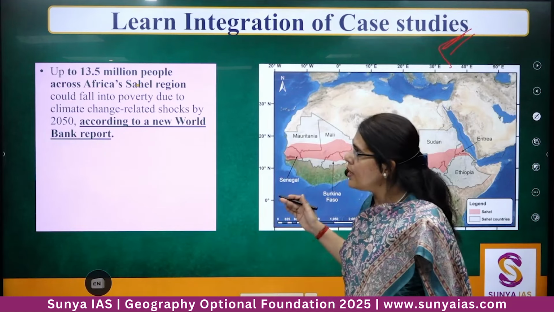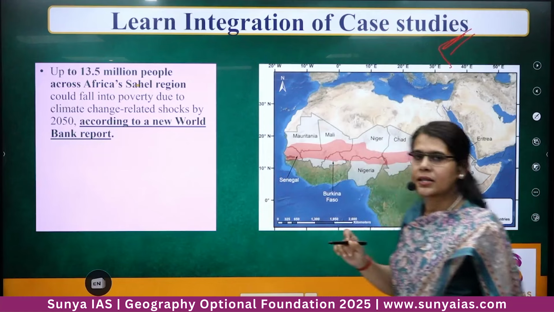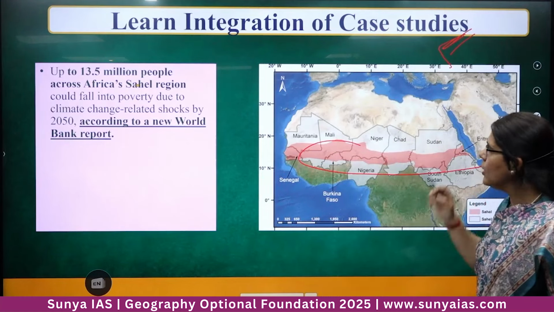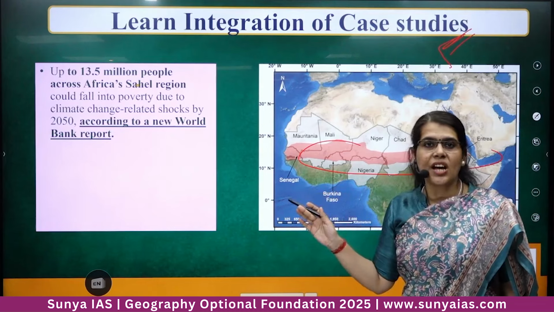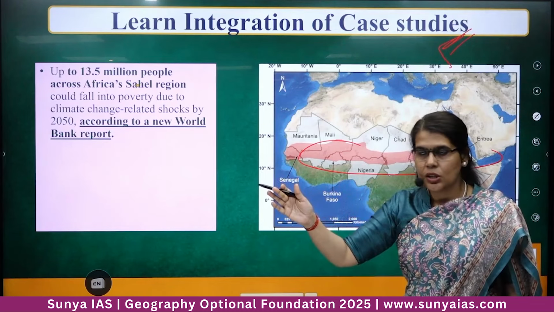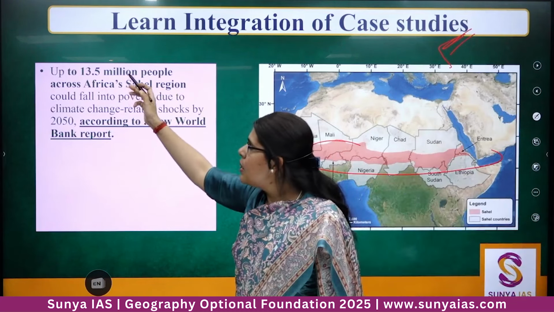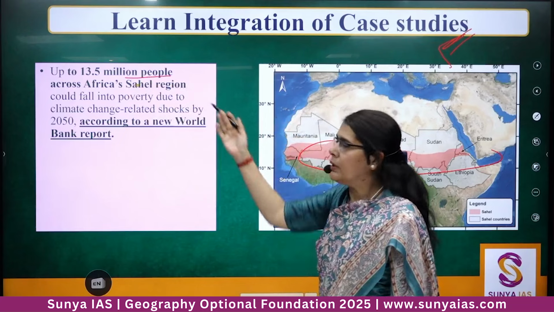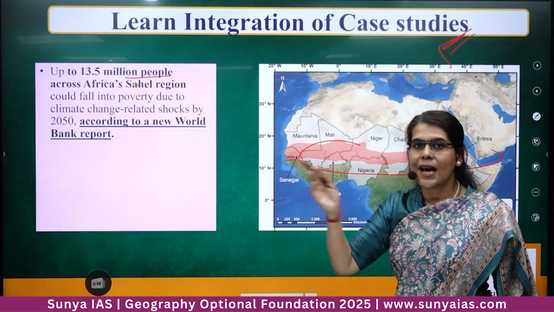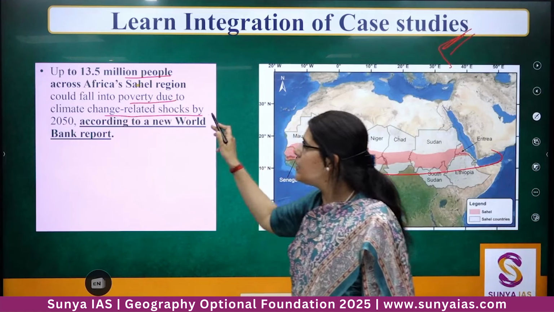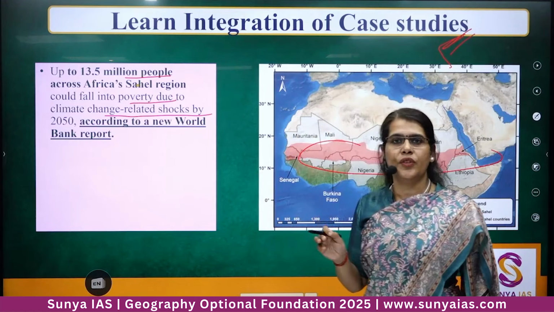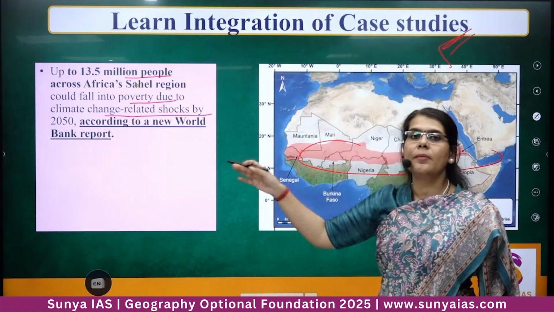So for example, our understanding is that the Sahel region is facing multiple challenges in wake of climate change. So a case study is that about 13.5 million people across Africa's Sahel region can fall into poverty due to climate change related shocks by 2050, according to a new World Bank report.